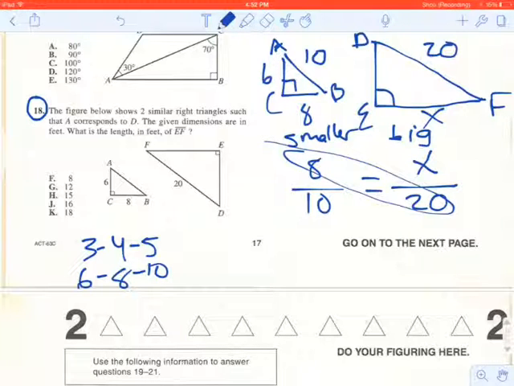Just two different ways of getting to the same answer. Whichever one makes more sense to you intuitively is the one that you should go with. So in any case, we have found that segment EF is 16. So we'll choose J, 16.